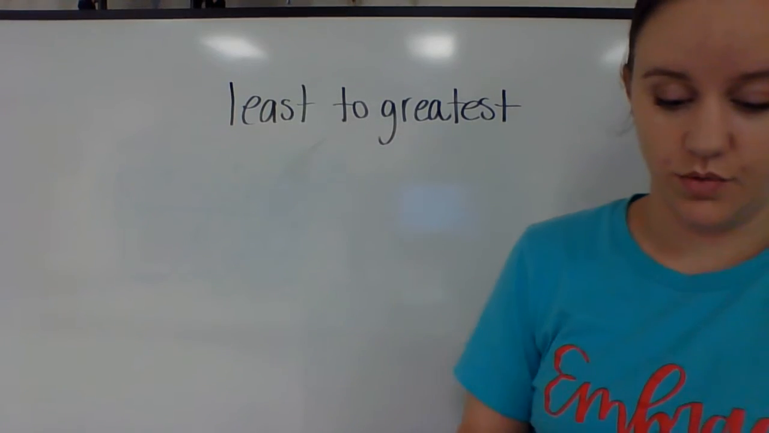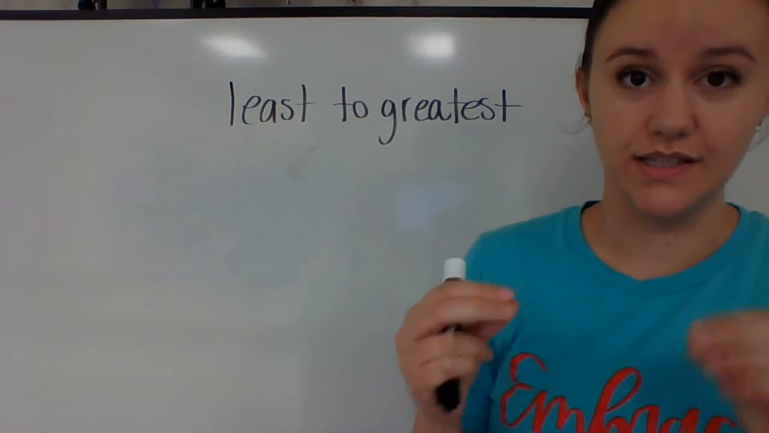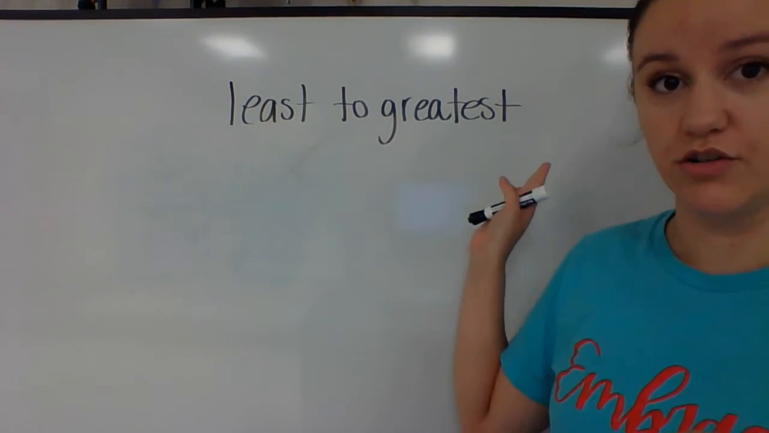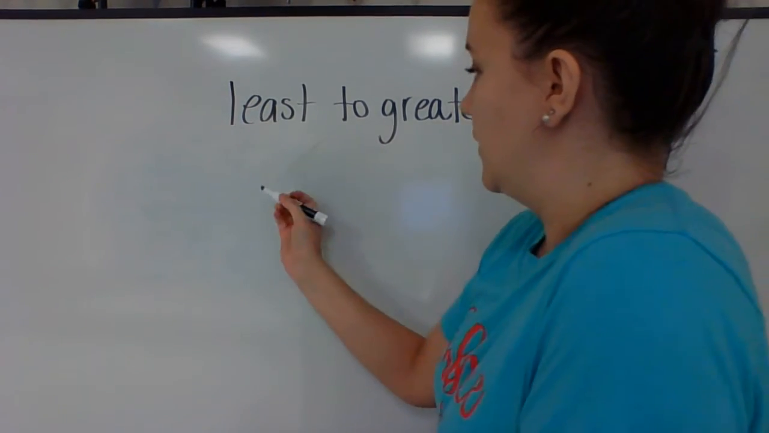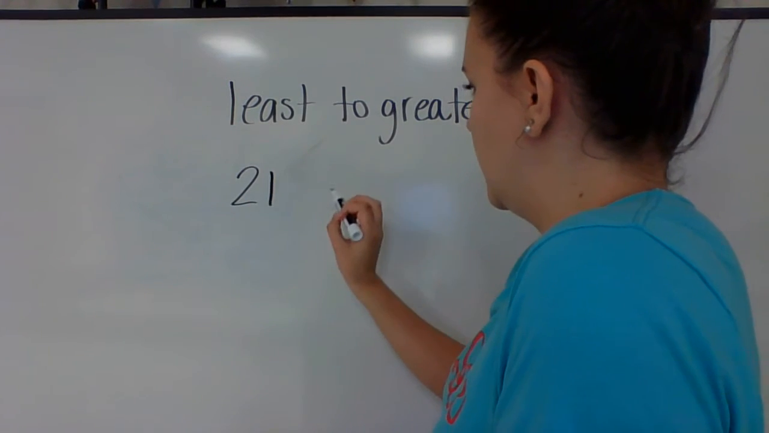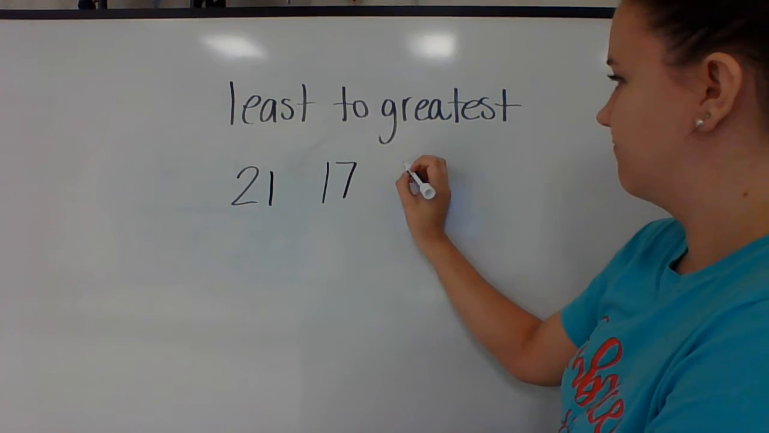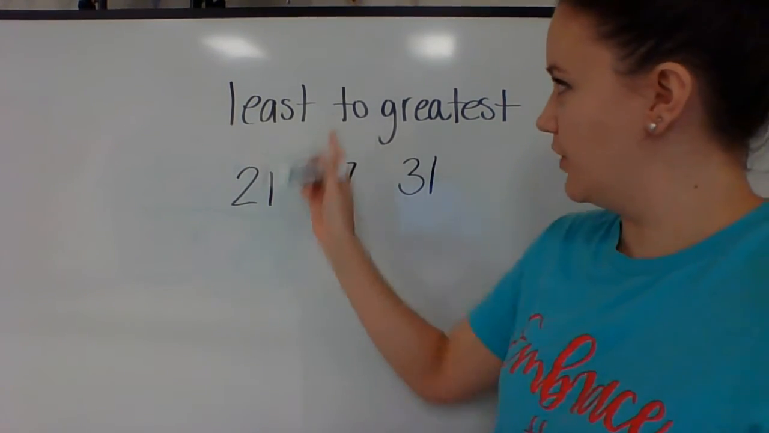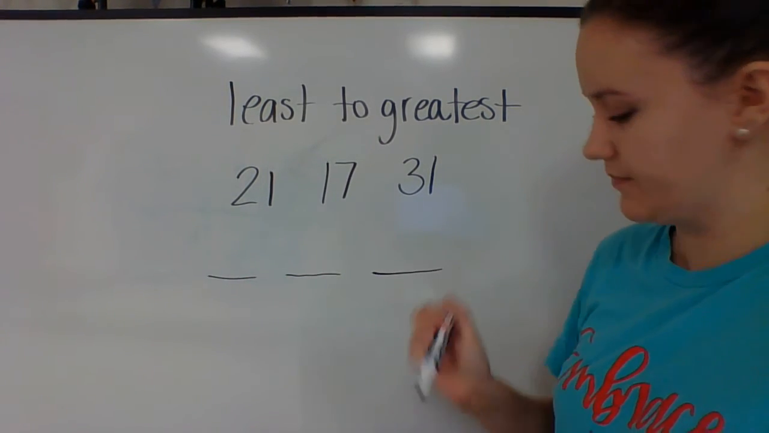Least to greatest. So we're working with numbers. We're going to put the lesser number, the number that's the least, first, and then we'll put the number that's the greatest number at the end. So we're going to work with 3 numbers. So let's do 21, 17, and 31. 21, 17, 31. I want to put them in order from least to greatest. So I'm going to put 3 blanks down here.